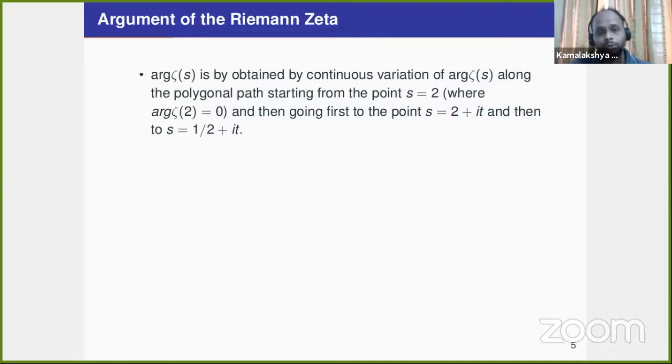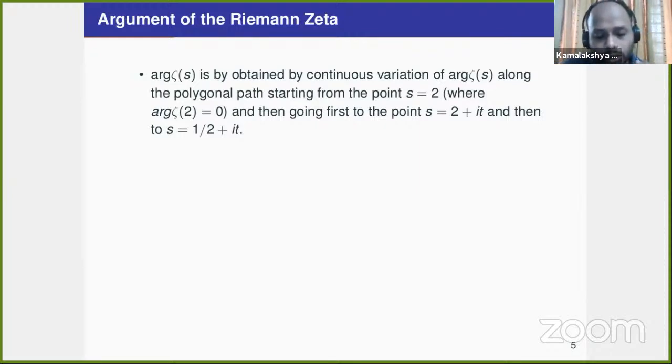Let's come to what the argument of the Riemann zeta function is. The argument of the Riemann zeta function, let's say it's arg zeta(s). The argument is supposed to be a multi-valued function, so we have to choose a branch. We have to choose some values. So how do we make this choice?